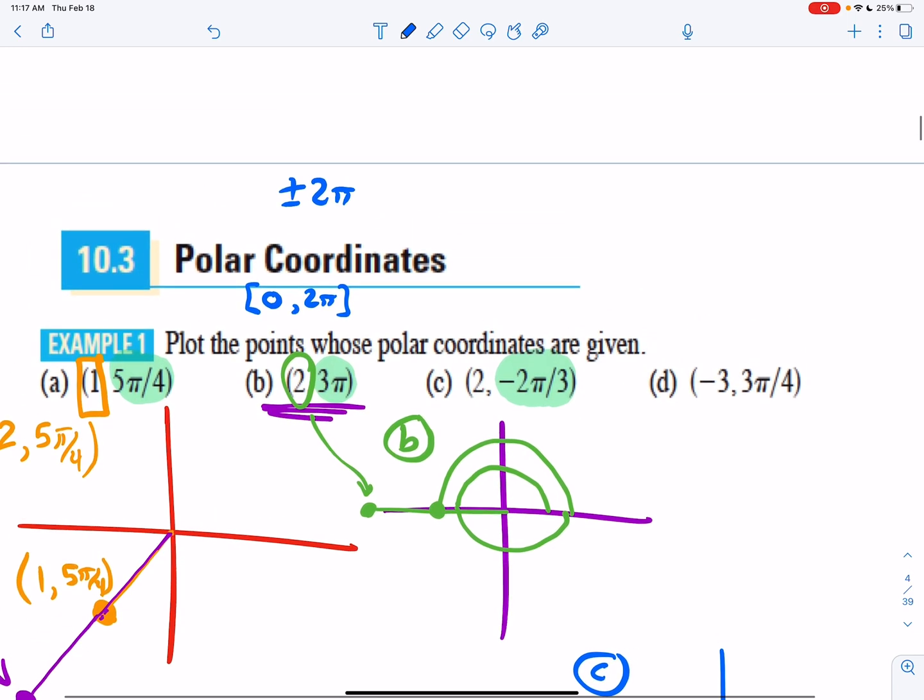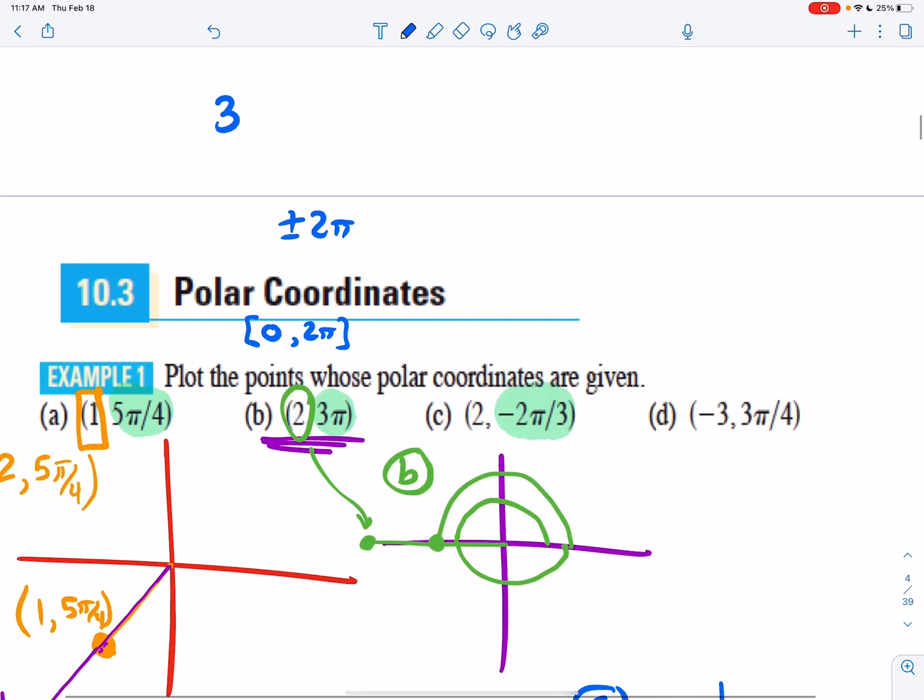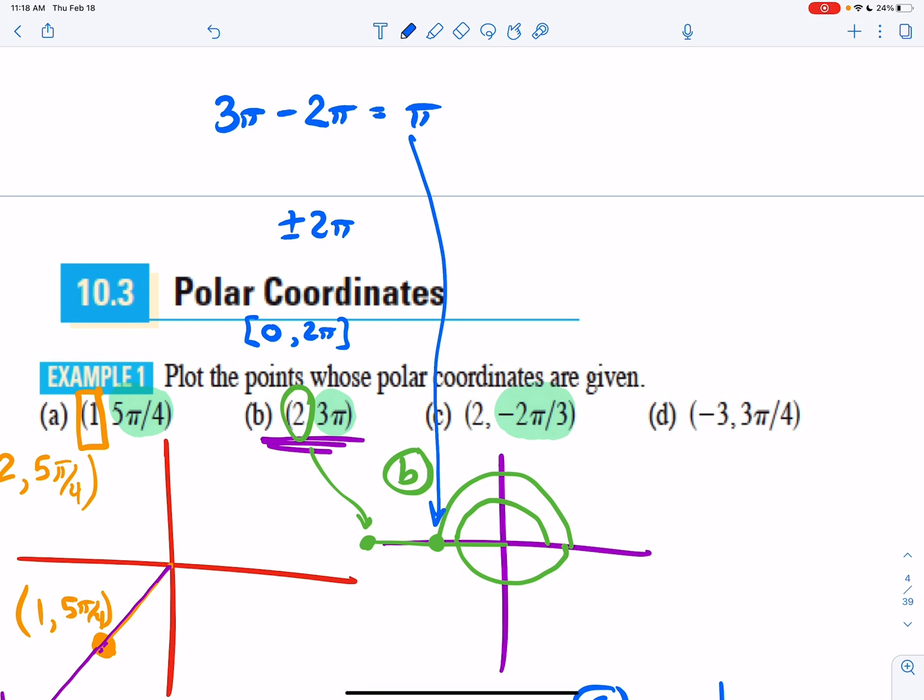So for instance, in part B, when you have 3 pi, you could actually subtract the 2 pi because 3 pi is too much. And then you get pi, which is somewhere between 0 and 2 pi. Pi is actually right here. So 3 pi or 1 pi is the same thing. You end up in the same spot. It's kind of like when you spin in a 360 versus when you spin in a 720, you still end up in that same spot.